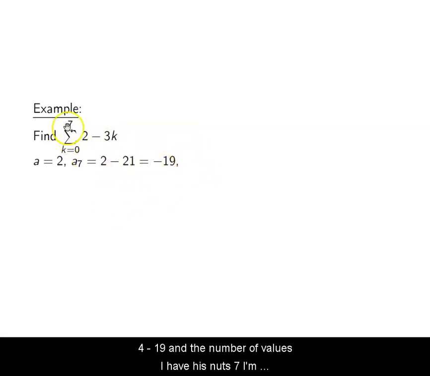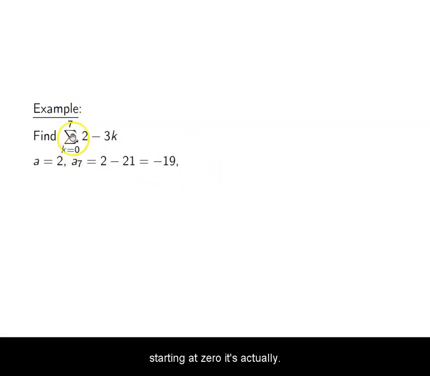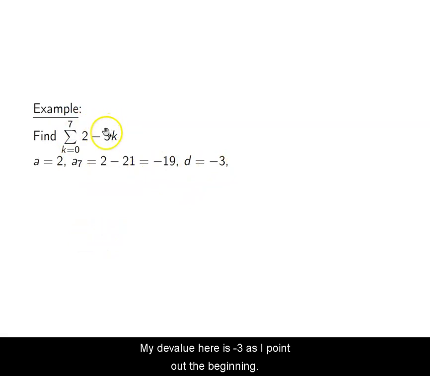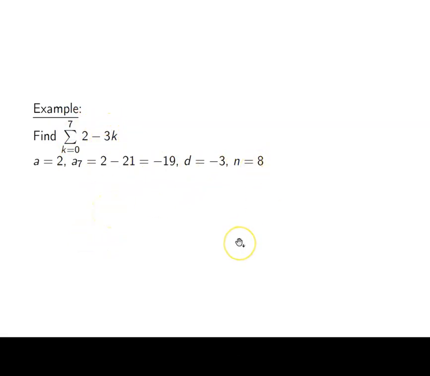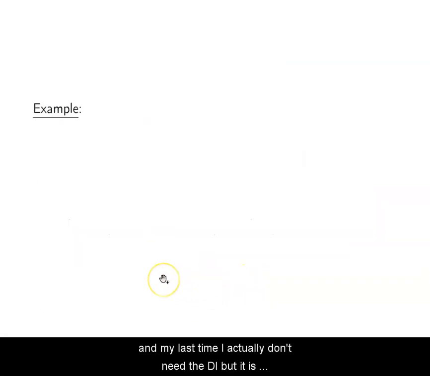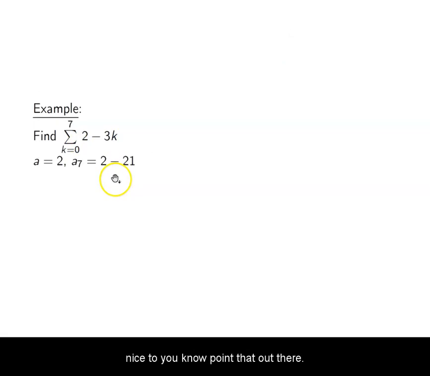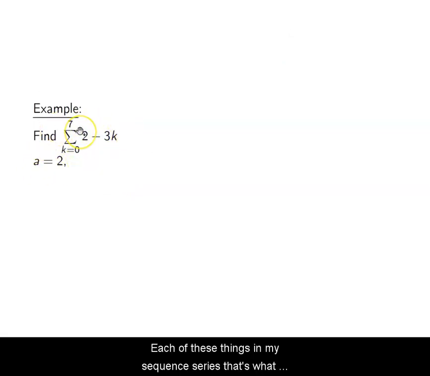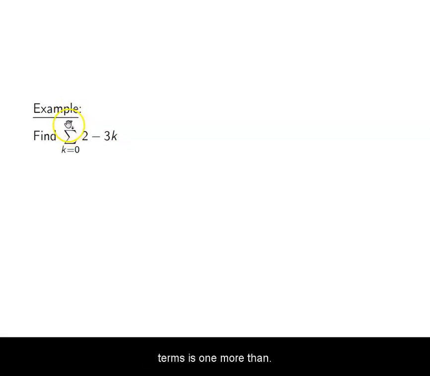And the number of values I have is not 7. If I'm starting at 0, it's actually 8. My d value here is negative 3, as I pointed out at the beginning, and n equals 8. So I have everything I need in order to plug this in. I have my n, my first term, and my last term. I actually don't need the d, but it is nice to point out that from each of these things in my sequence, my series, that's what they are, this was my a, this is the d, and the number of terms is one more than this. And I can find my last term by just plugging in 7 here.